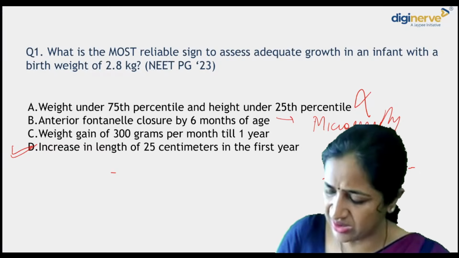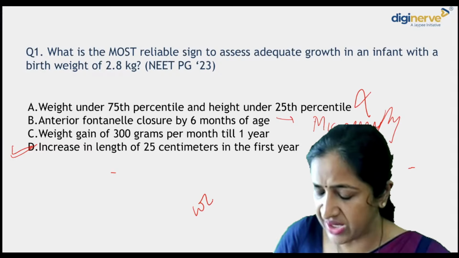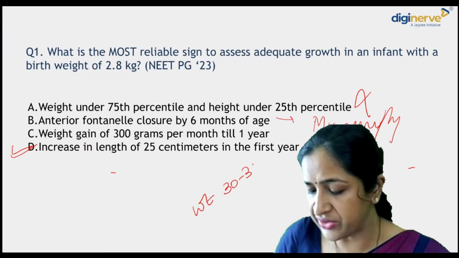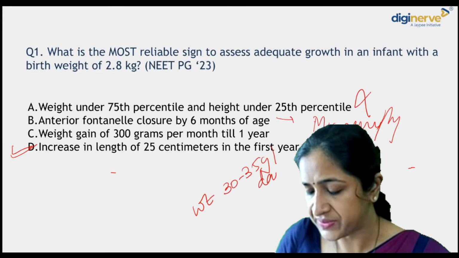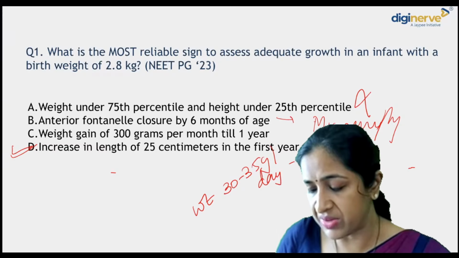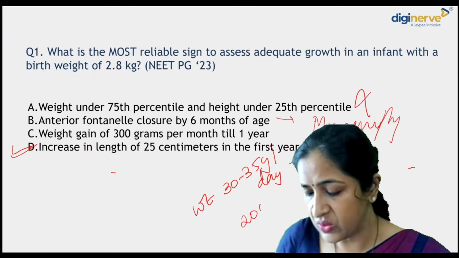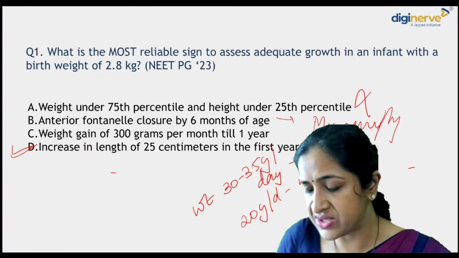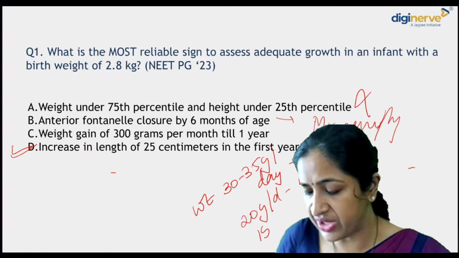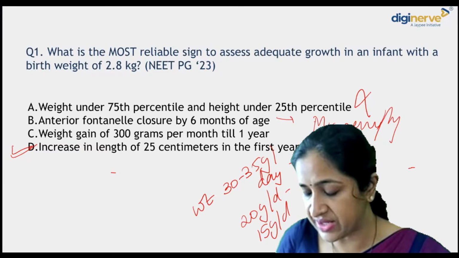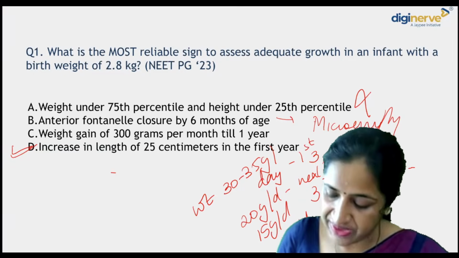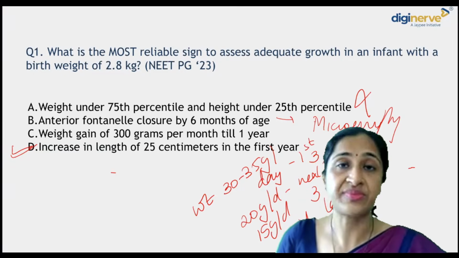Just to do a quick thing for you, weight gain is 30 to 35 grams per day in the first 3 months, 20 grams per day in the next 3 months, 15 grams per day in the next 3, and 12 grams per day in the last 3 months.